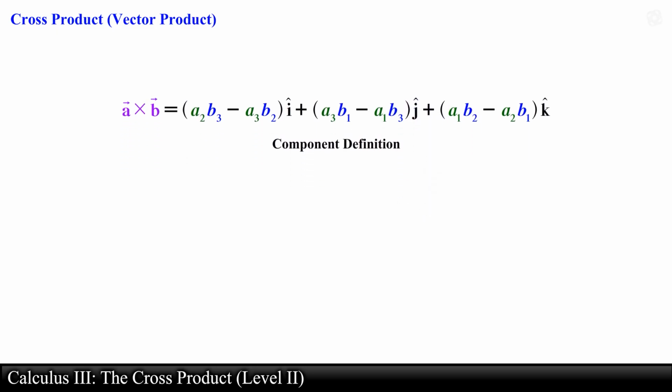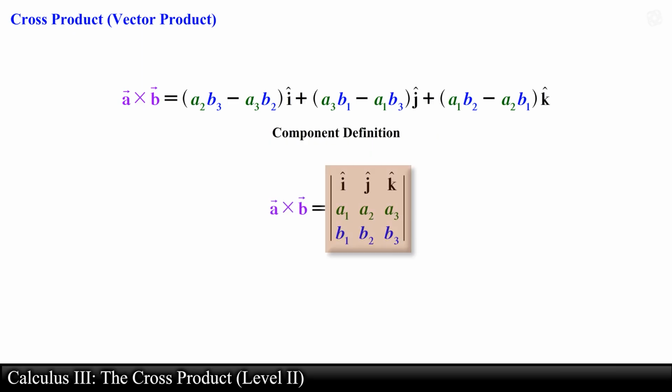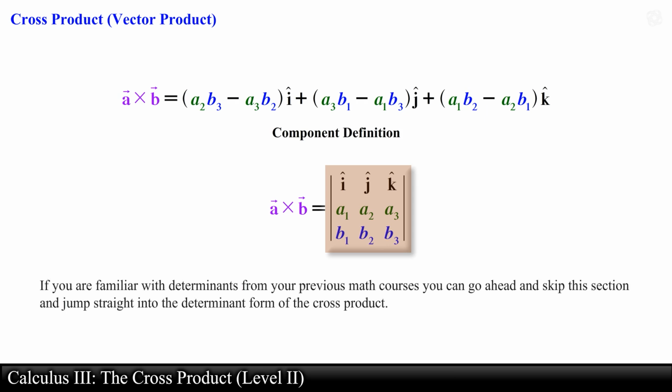The component definition of the cross product is not an easy formula to remember. Luckily, there is a handy mnemonic that you can use to remember the cross product. In order to make the component definition of the cross product easier to remember, we use the notation of determinants. If you're familiar with determinants from your previous math courses, you can go ahead and skip this section and jump straight into the determinant form of the cross product.